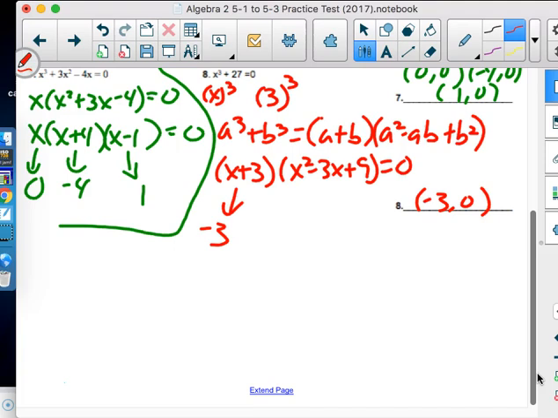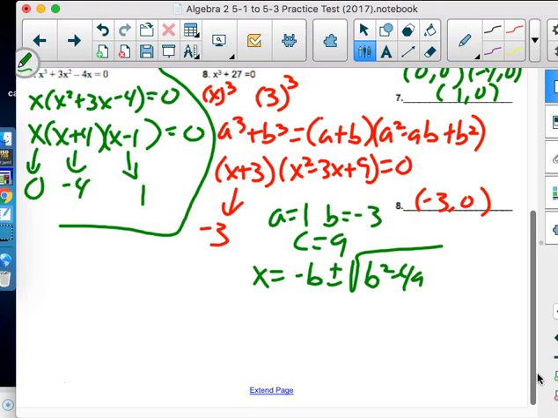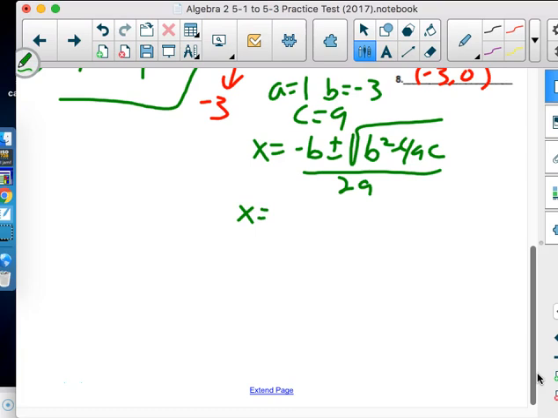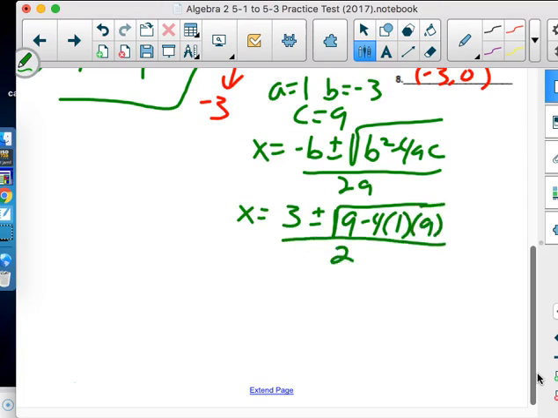Now, completing the square or quadratic formula. Completing the square with this one will have fractions. They won't be horrible fractions, but it would have fractions. So if you're fraction phobic, you're going to want to do the quadratic formula with this. And x equals negative b plus or minus the square root of b squared minus 4ac all over 2a. So it will be x equals the negative of negative 3, which is 3, plus or minus the square root of negative 3 squared is 9, minus 4 times 1 times 9, all over 2 times 1, which is 2.